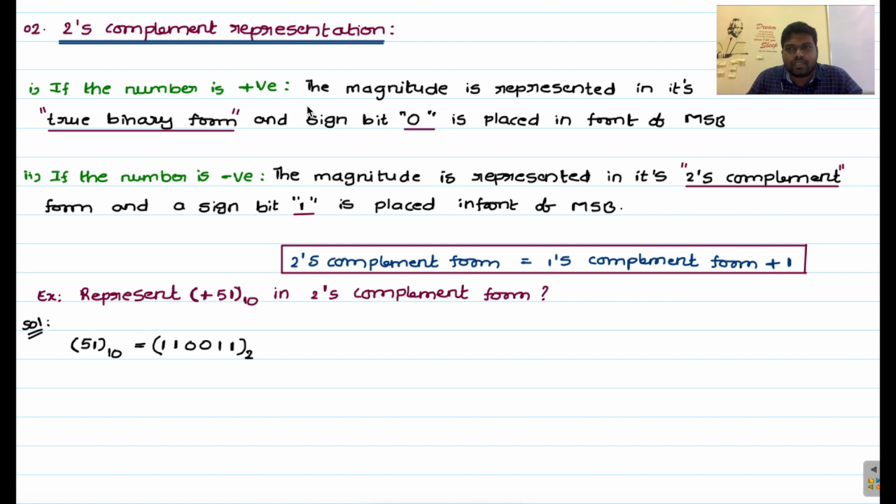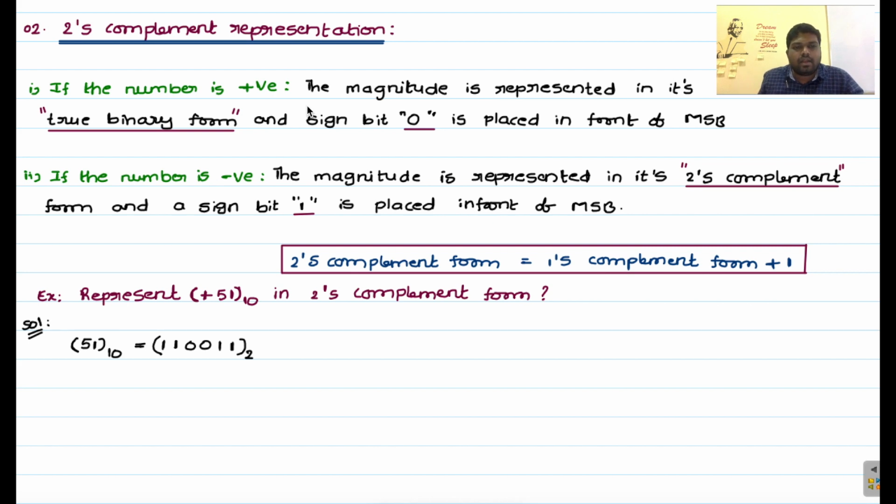In that situation, you can just place the given binary number as it is, including the sign bit. You don't change anything. And if the number is negative, the magnitude is represented in its two's complement form, and sign bit 1 is placed in front of the most significant bit. So I already told you, for negative number representation only we have to use this two's complement method. Even one's complement methods are used to represent negative numbers only. For positive numbers, the one's complement and two's complement are the same.